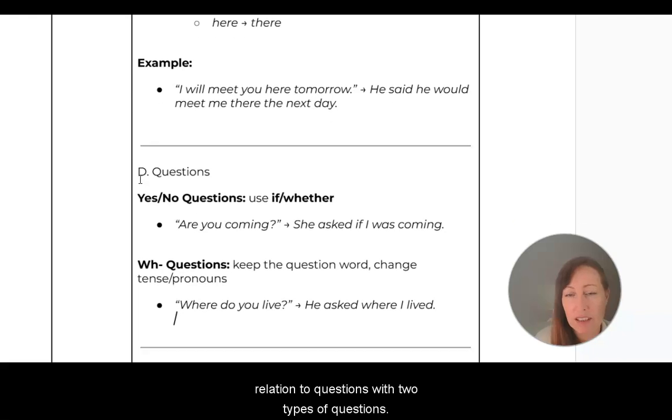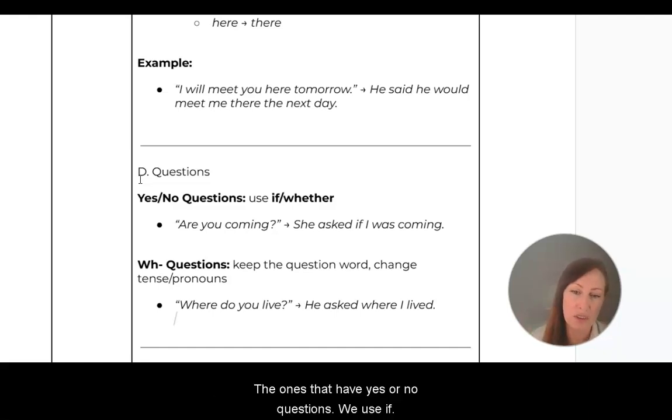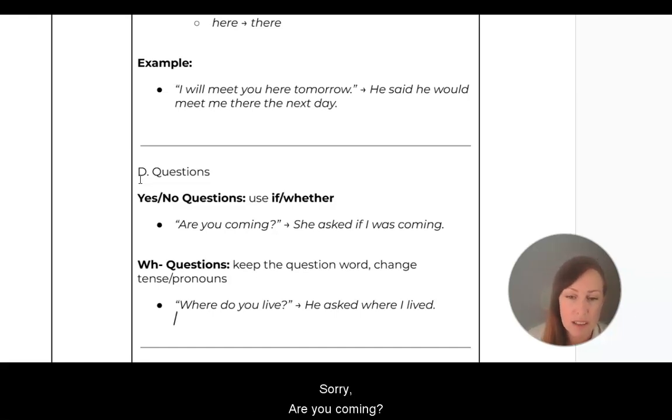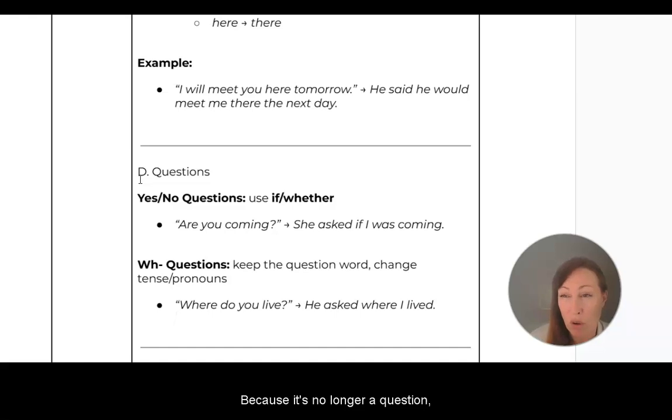In relation to questions, we're talking about two types of questions. The ones that are yes or no questions, we use if, or you can use whether, sorry. Are you coming? She asked if I was coming. So you're changing the present to the past, and also changing the order back because it's no longer a question, you know. So it's no longer an inversion. She asked whether I was coming, you can also say.